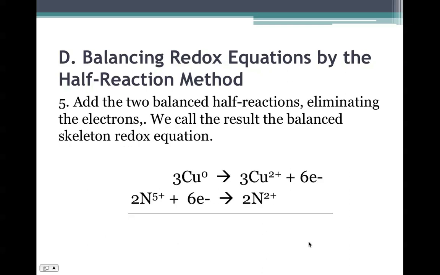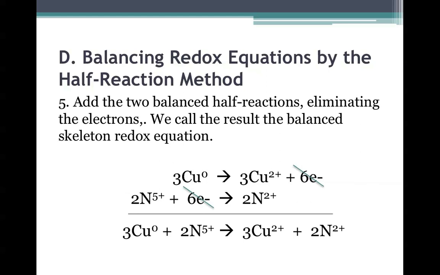Now anything that's the same on both the left and right hand side, we get to cross out and write our net equation. This is what we call the balanced skeleton redox equation. So 6 electrons are on both the left and right hand side, so I can cross them out, and then I'm just going to copy everything down. This shows that it's balanced. I have the same number of electrons lost and gained. Even though I can't see the 6 electrons, I know they've been balanced correctly.